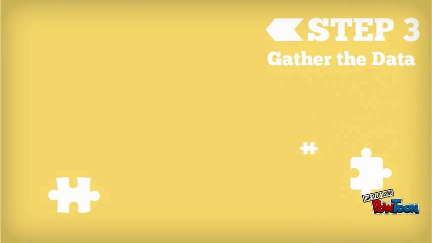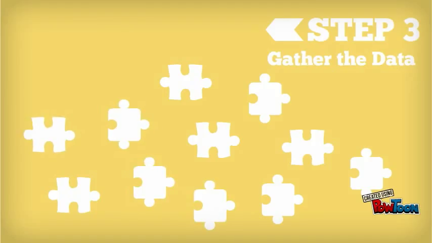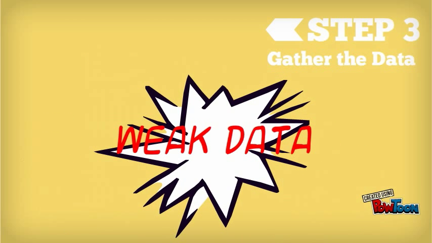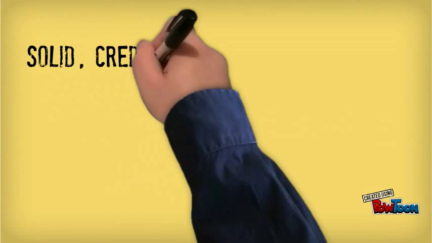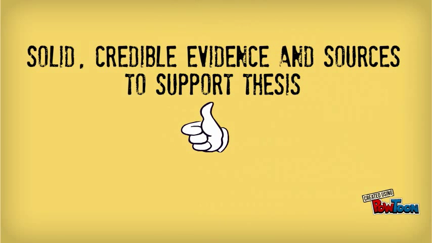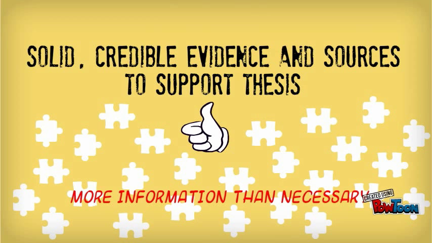Step number 3, gather the data. This is perhaps the most important step to creating an effective infographic. An infographic with weak data will collapse on itself. Like essays, infographics will lose all credibility if the sources are not legit. So make sure you have solid, credible evidence and sources to support your thesis. Find more information than you actually need. More information will help you during the next step in this process.